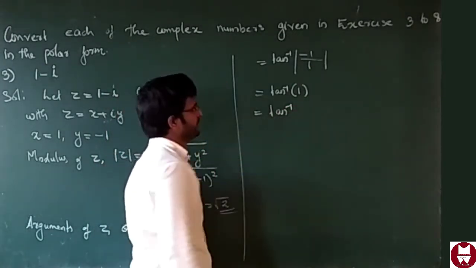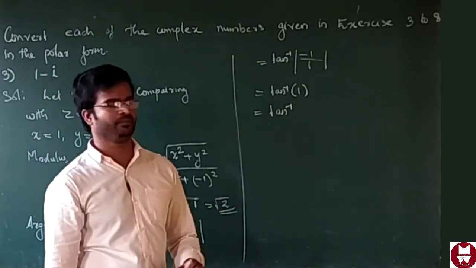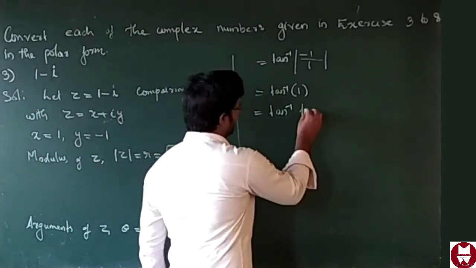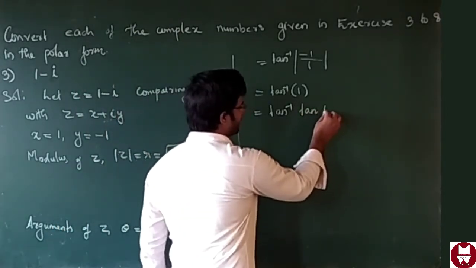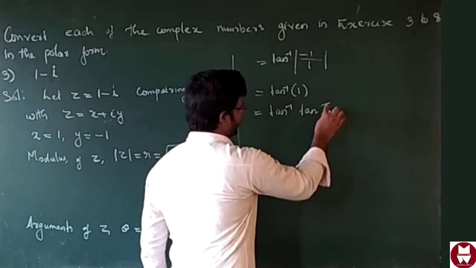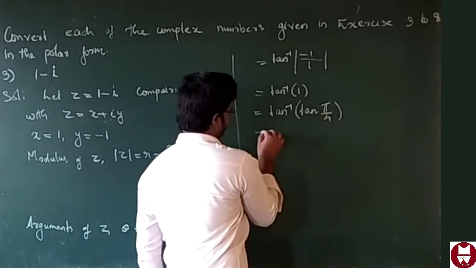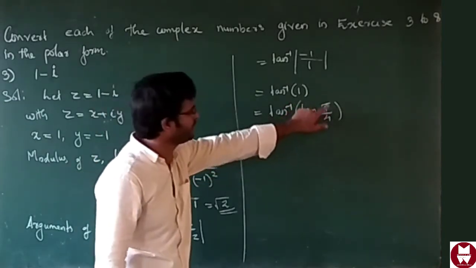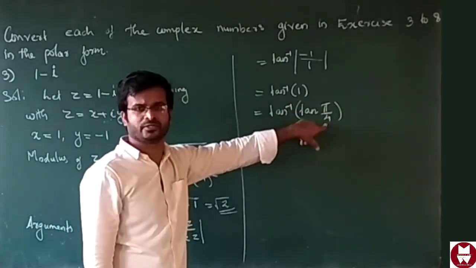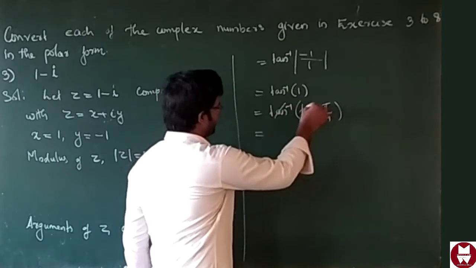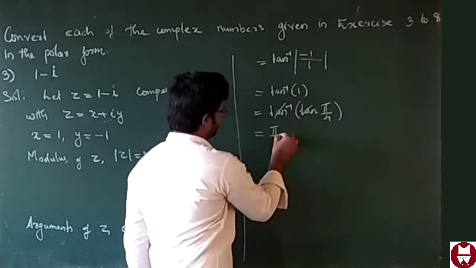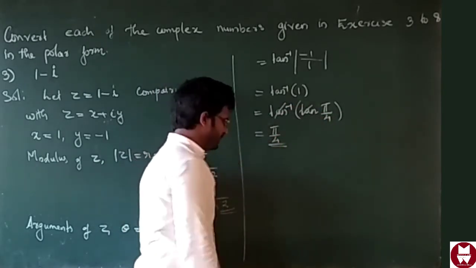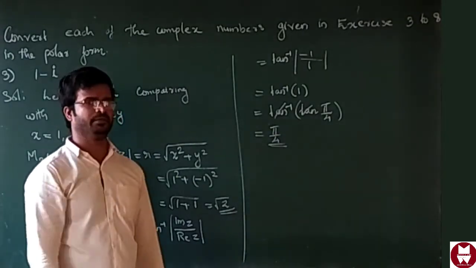Tan inverse, when the tan value is 1, that will be tan 45. Tan 45 means pi by 4. 45 we can write as pi by 4. Always keep in mind, pi value is 180. 180 divided by 4, you will get 45. So tan inverse tan is correct, then pi by 4. We got theta is pi by 4.